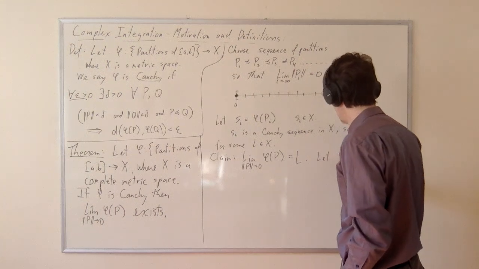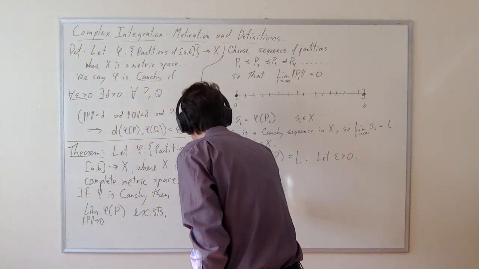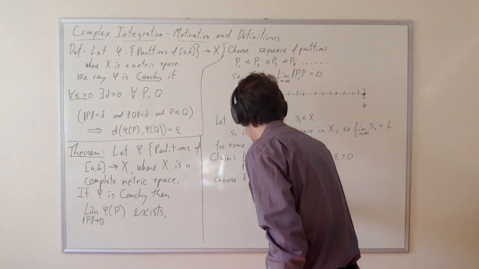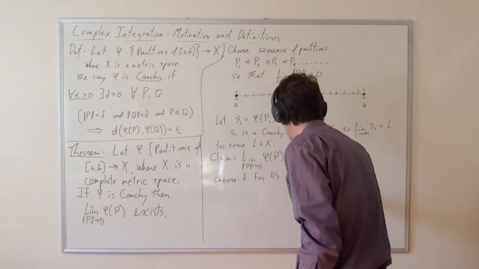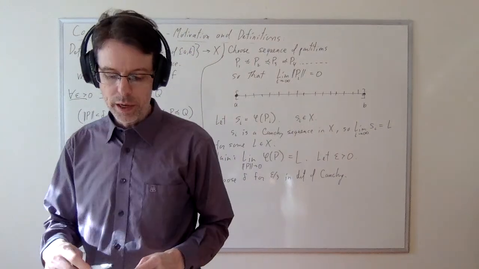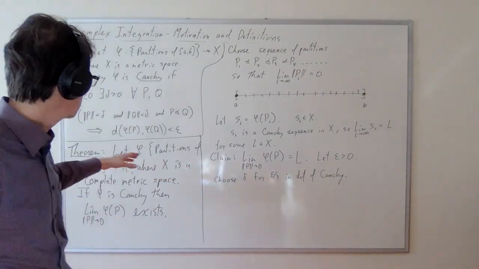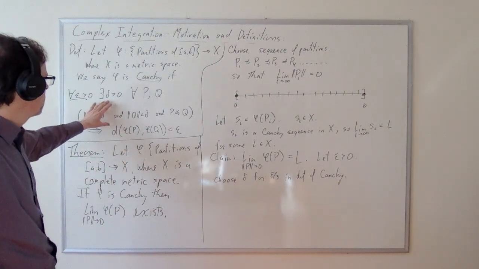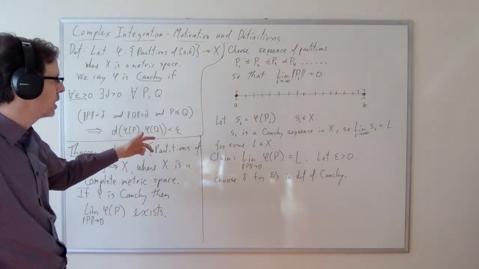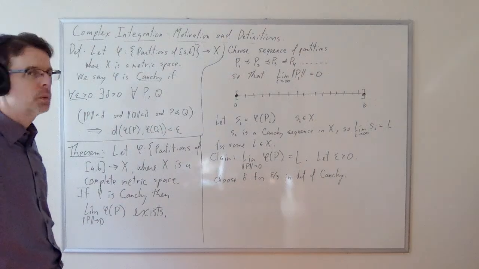So how do we prove that a limit is equal to L? We let epsilon be greater than 0. And then we're going to choose a delta. So what are we going to do? We're going to choose a delta for epsilon over 3 in the definition of Cauchy. So the only thing we know about the function phi, which takes partition inputs, is that it's Cauchy. And so we get to apply this definition here. That means that the distance between phi of P and phi of Q will always be less than epsilon over 3, but only if we have a refinement relationship between P and Q.